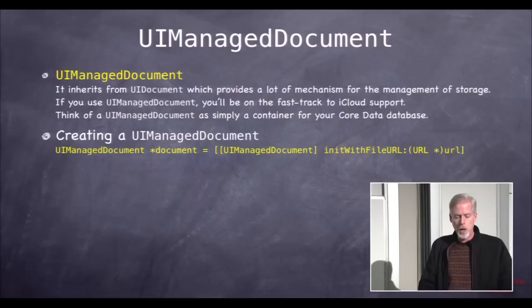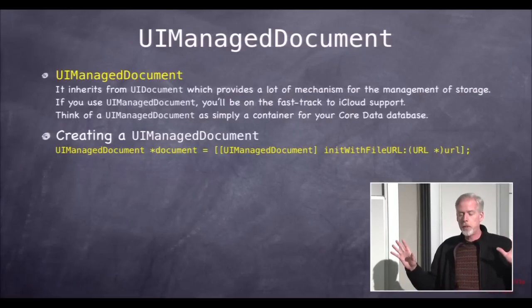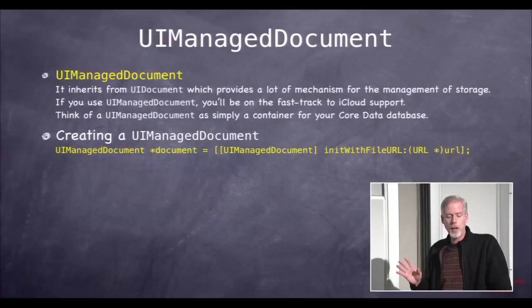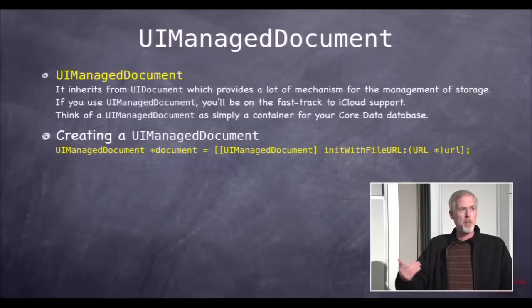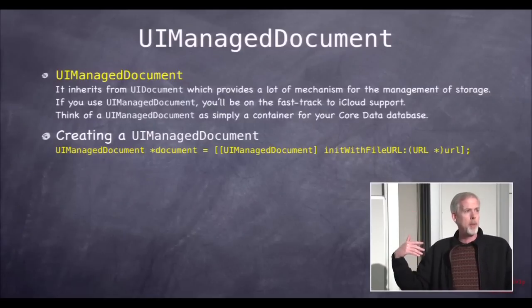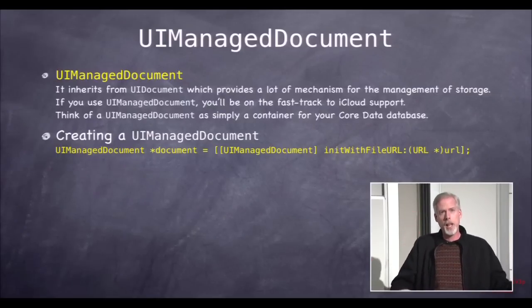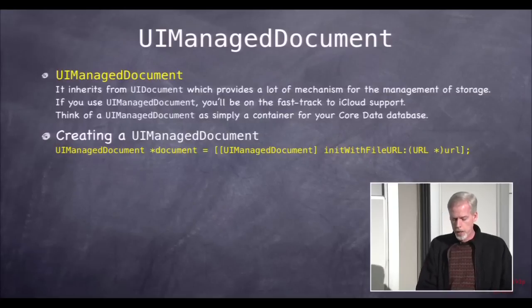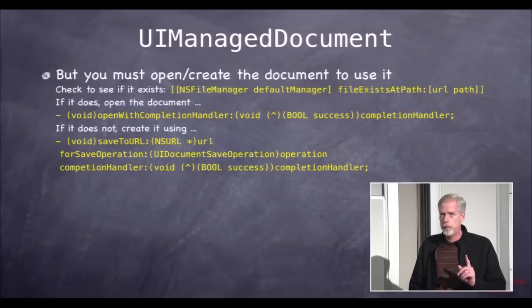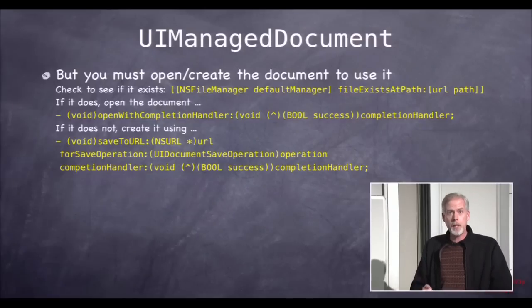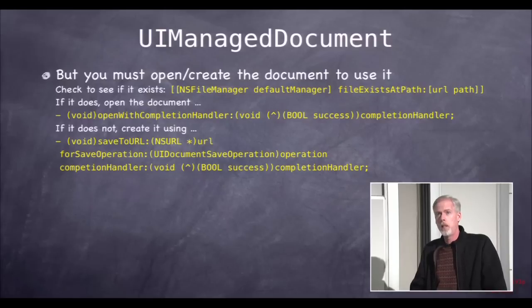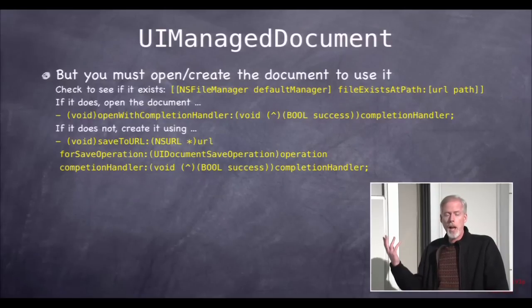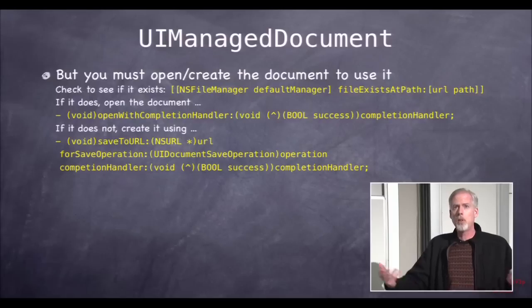All right, so how do you create a UIManagedDocument? Super simple. It only has one initializer, initWithFileURL. So you just do alloc initWithFileURL. And the URL you specify is almost always going to be in your documents directory. Remember last time we talked about how in your sandbox, you've got a documents directory, cache directory, etc. You're almost always going to create these UIManagedDocuments in your documents directory. Okay, so that's simple. You created it. However, you can't just use it quite yet. Your document has to be opened or created to be used. You do the alloc init, but that doesn't actually open the document or create it on disk.